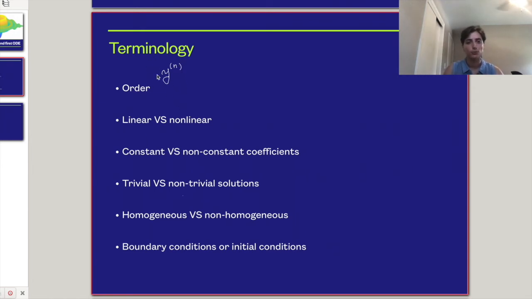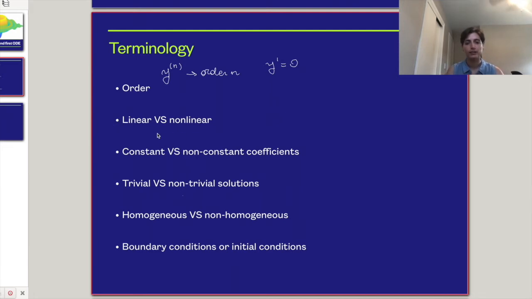So if the nth derivative of y is the highest derivative that appears in your ODE, then you say that this equation is of order n. That means that y prime equals 0 is an ODE of first order.